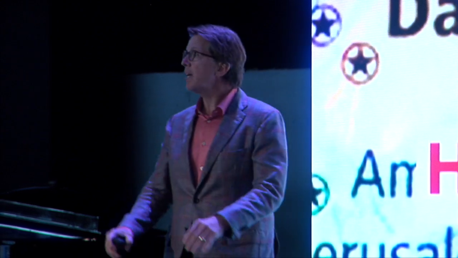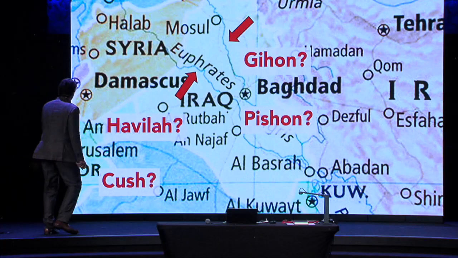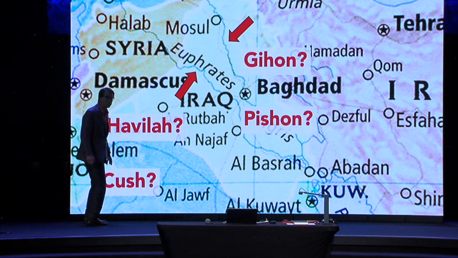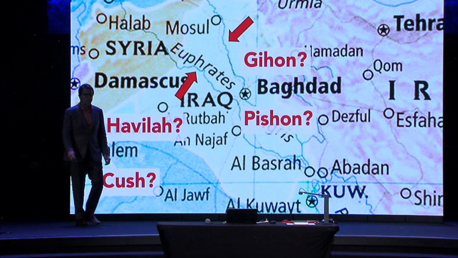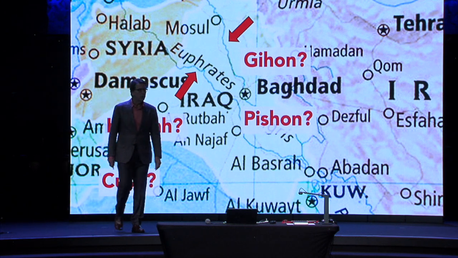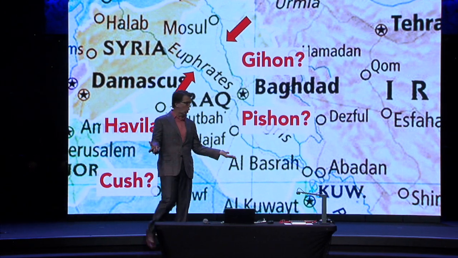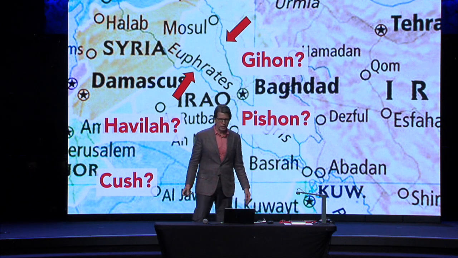What about Havilah, where all the gold is? Well, there's about five or six different places called Havilah, and we're not sure that any of them are the right place. As for Cush, there's a bunch of places called Cush, but one of them is down south of Egypt. And that is, by the way, a source where Egypt got some of its gold. But we don't have a clue where this place is.